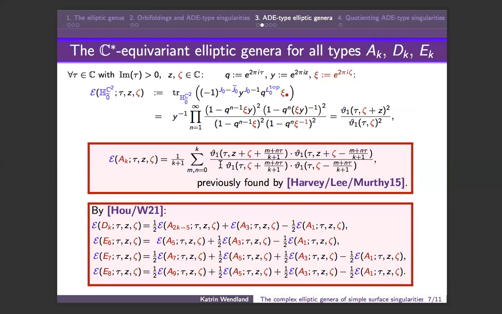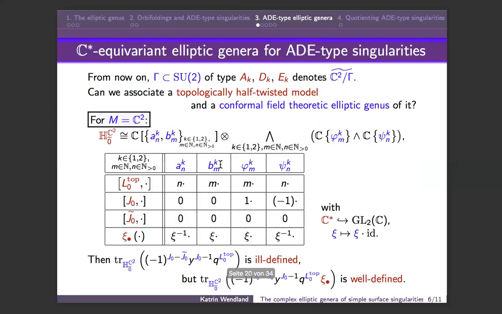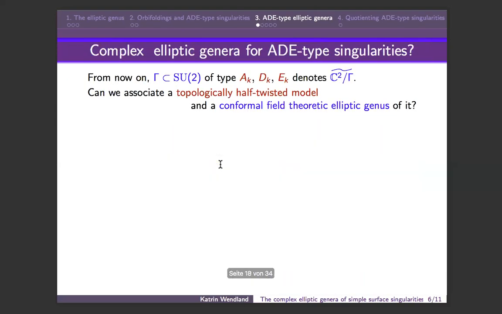Yeah, I'm afraid we don't need motifs to include discrete torsion, but we do need motifs to understand better the nature of the topologically half-twisted model. Where is it?